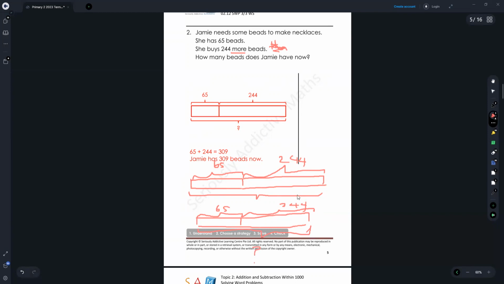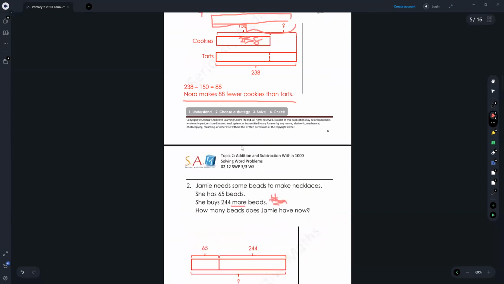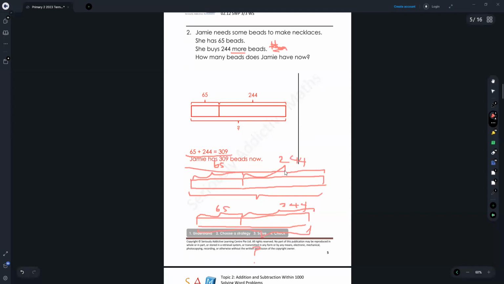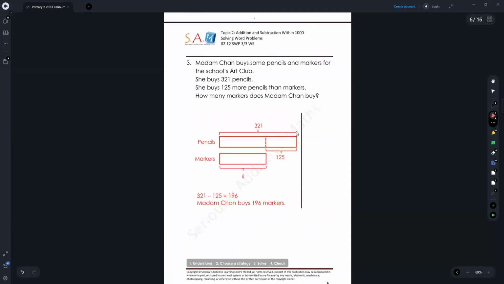So it's based on student comfort level, but more importantly, they understand why they are drawing a double bar versus a single bar. Then get them the right equation. It's very important. Just like here, you need to get them the right equation as well. And after that, the statement. Now, I think by now they should have an idea.